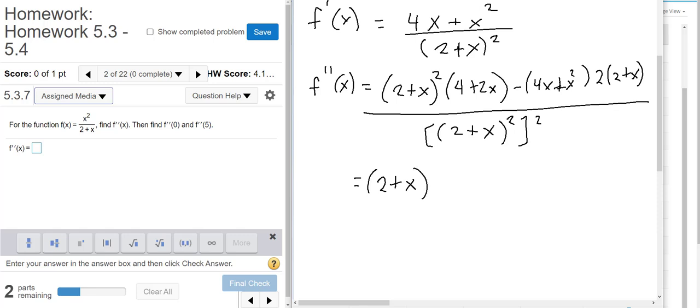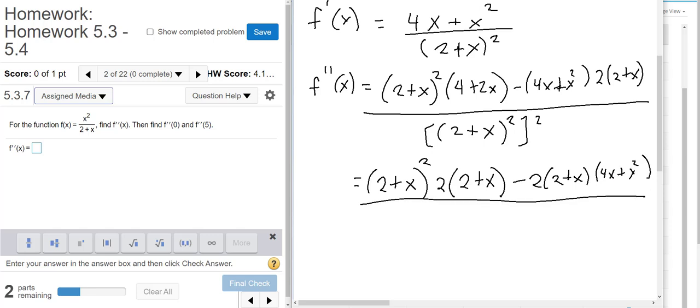I've got 2 plus x squared. I can take out a 2 and get another 2 plus x here. I'm going to move that 2 and 2 plus x to the front. And then I'm going to have a 4x plus x squared. And all of that is over 2 plus x to the fourth.